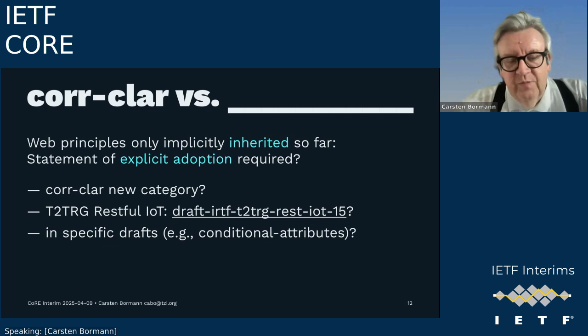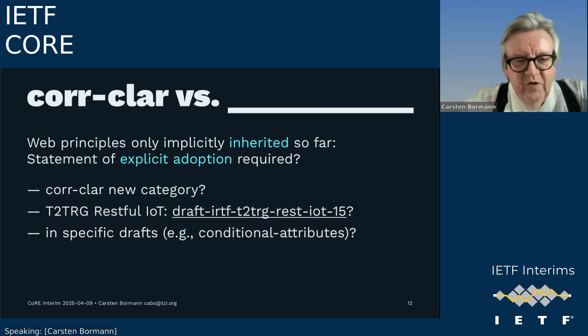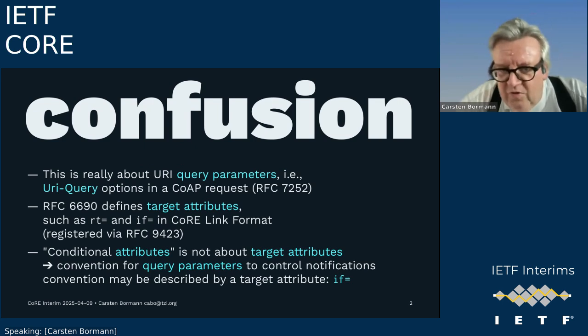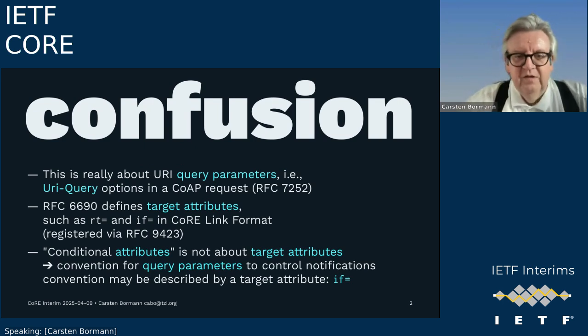There's also another document, the RESTful IoT document, that also could contain information about this, but this is informational, so it wouldn't have any normative effect. And of course, we could do things in specific drafts, for instance, in the conditional attribute draft. So really the point here is this: the server can do that. The server can do whatever it wants to do.